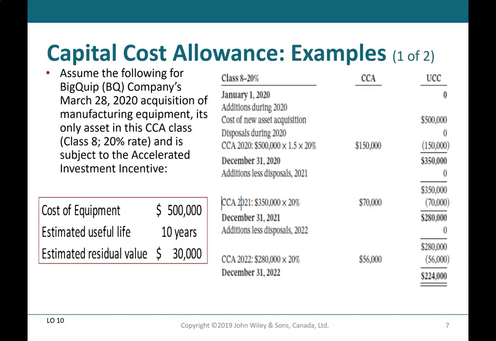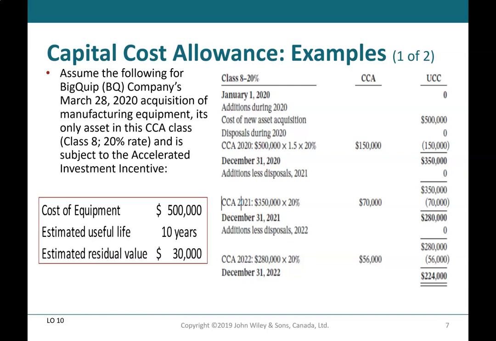Capital Cost Allowance, example 1 of 2. Assume the following for Big Quip Company's March 28, 2020 acquisition of manufacturing equipment. Its only asset in this class is 20% rate, Class 8, and is subject to the Accelerated Investment Incentive. The cost of equipment is $500,000, the estimated useful life is 10 years, and the estimated residual value is $30,000.